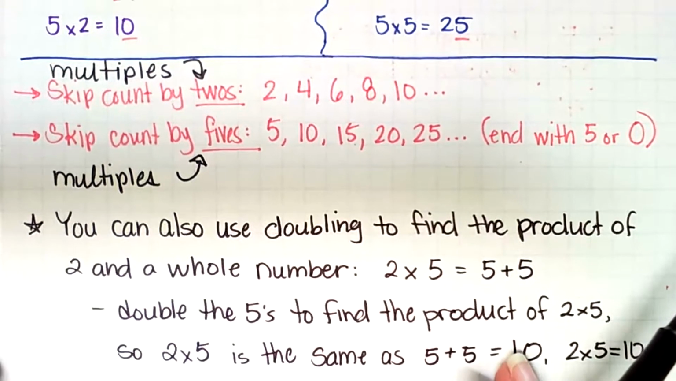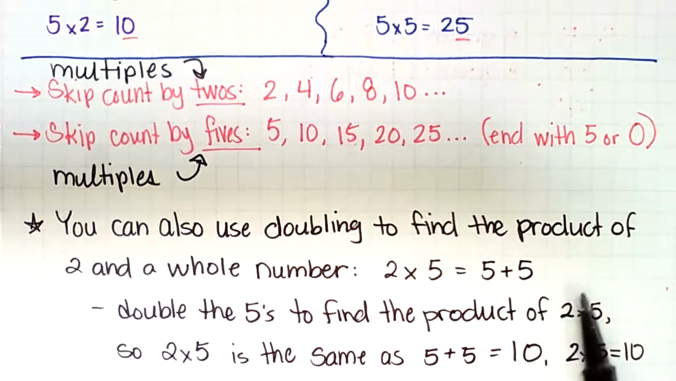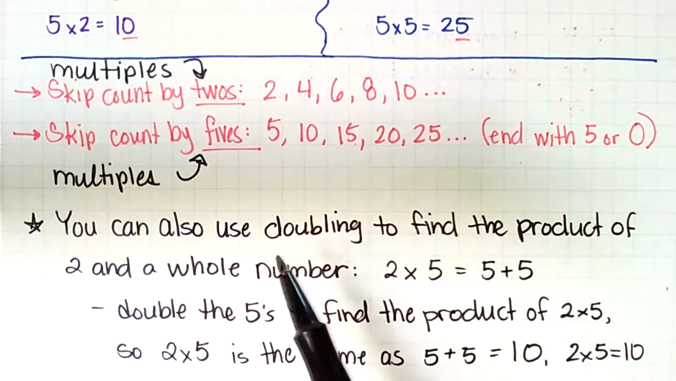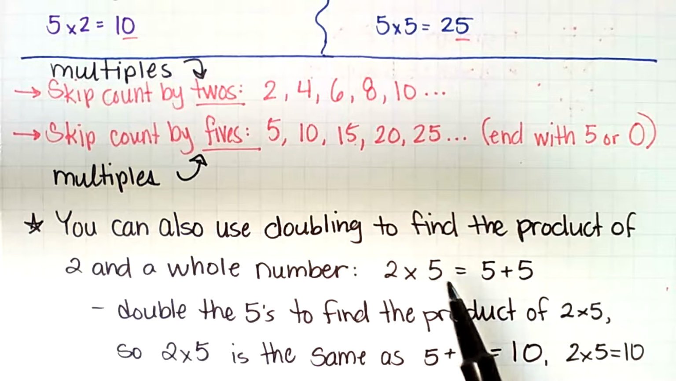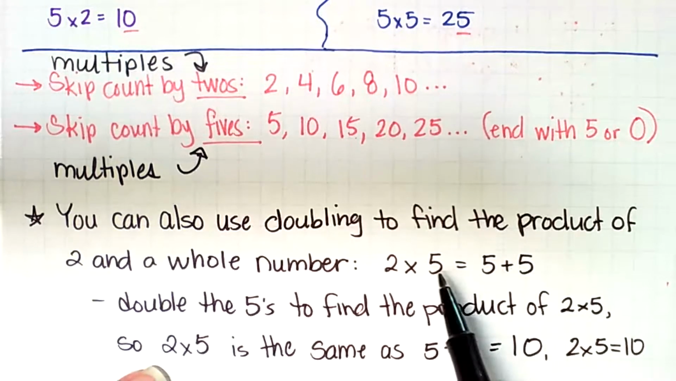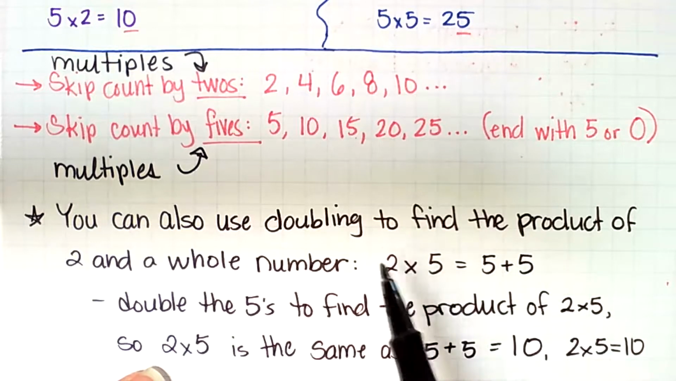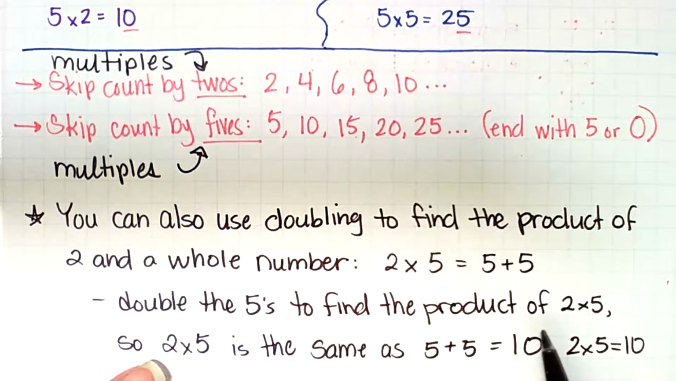You can also use doubling to find the product. Remember, the product means the answer of a multiplication question. You can always use doubling to find the product of 2 and a whole number. So 2 times 5 or 5 times 2, you can do as 5 plus 5, because we know there's 2 groups. Double the 5s to find the product of 2 times 5. So 2 times 5 is the same thing as saying 5 plus 5, which is 10. So 2 times 5 is going to equal 10.